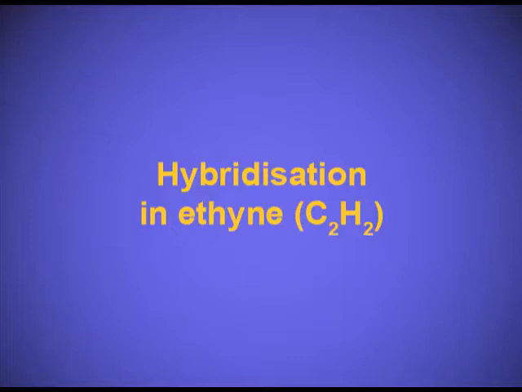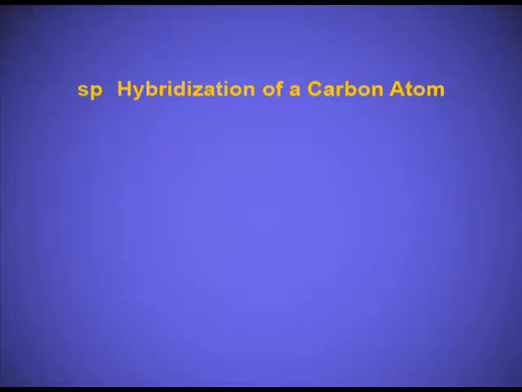Ethyne, the molecular formula is C2H2. We know that carbon is tetravalent, and in this case, since there are 2 hydrogens and 2 carbons, it means in addition to the sigma bond, there must be a pi bond. In ethyne, there are 2 pi bonds and 1 sigma bond between the 2 carbon atoms. Let's discuss hybridization in ethyne: sp hybridization of the carbon atom.